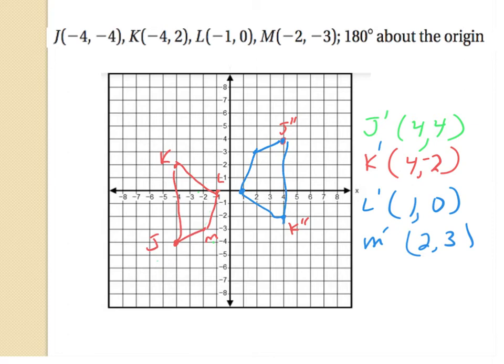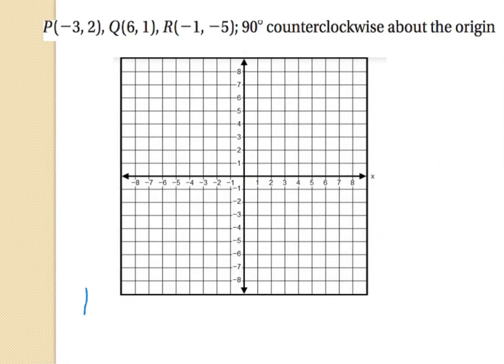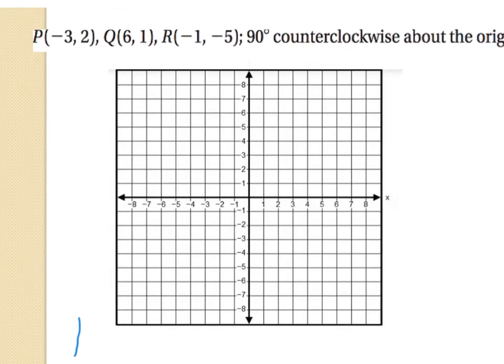So that's going to give me my 180 degree rotation. Okay, now this time it tells us to go counterclockwise, but we've been going counterclockwise. So -3, 2 is going to be P. 6, 1 is going to be Q. -1, -5 is going to be R. It's going to be a pretty large triangle.